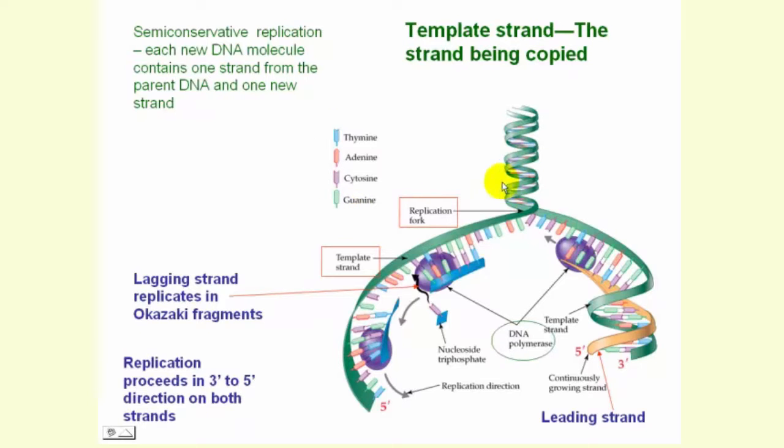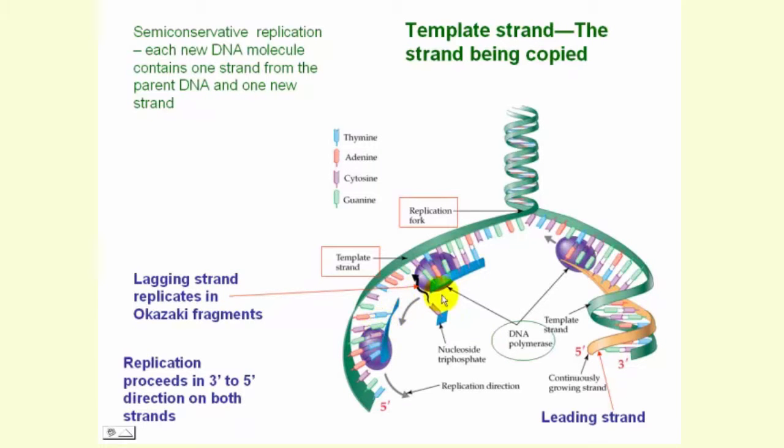Here we have DNA, a helix, which unwinds. And notice here, a strand continuously grows, and that's from the 5' to 3' direction. Replication proceeds in the 3' to 5' direction on both strands. So one is being replicated here in a continuous growing strand, and the other one is the lagging strand, we call it. It replicates in fragments.